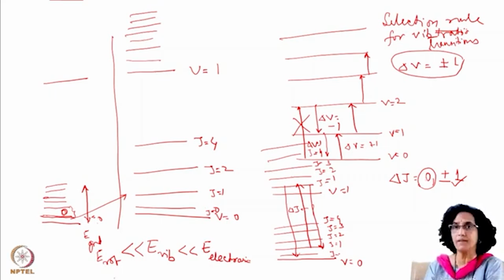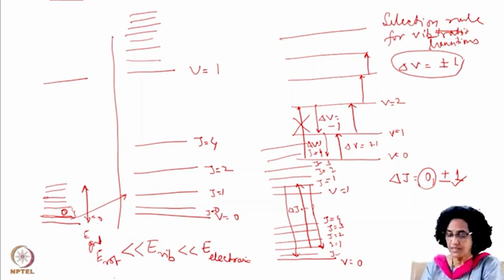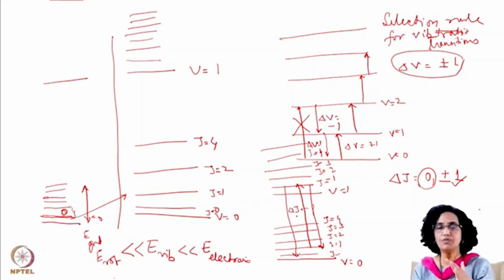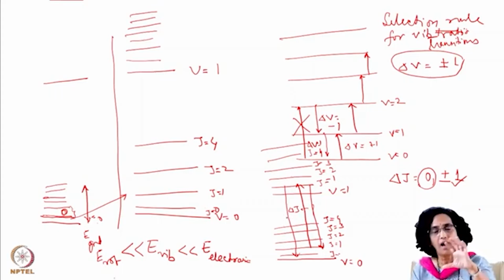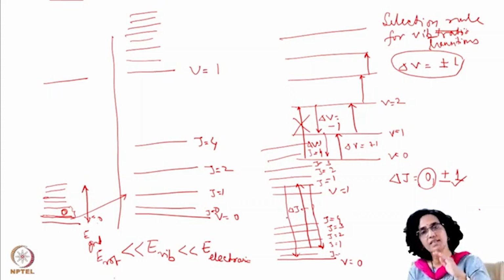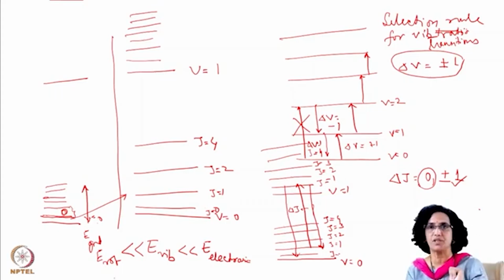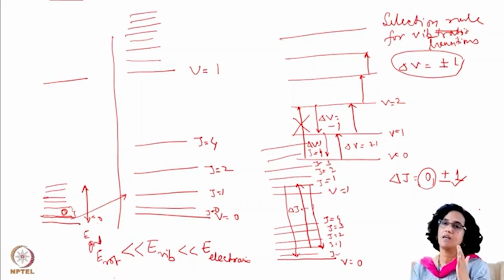So in this manner, one can have transitions between two vibrational levels and the rotational levels that populate these vibrational levels. These transitions are called ro-vibrational transitions.